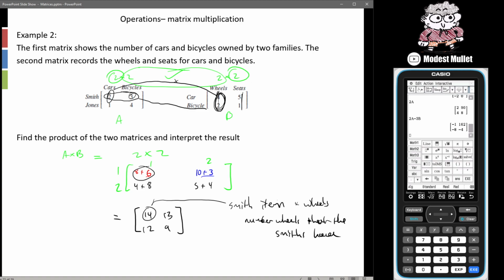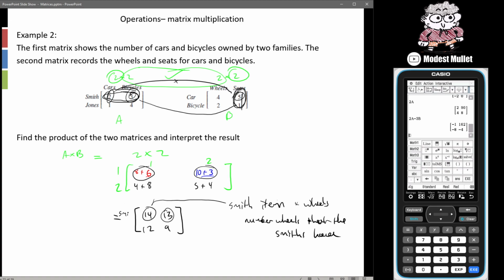That's what that is. And then if we repeated that process for the top right, what we did to get this 10 plus 3, which was 13, well, we took the first row, which is again the Smith items, but we multiplied it by this column, which was the number of seats. So we did 2 cars, which each have 5 seats, 2 times 5, which is 10, and then we had the 3 bicycles times 1, because they have only 1 seat each, which means that here is, again, the Smith family, how many seats they have.